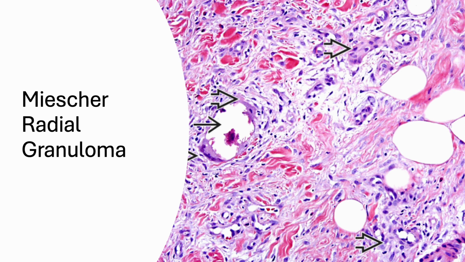Other than the septal panniculitis, Miescher radiogranuloma is one of the characteristic features of the erythema nodosum. What is the Miescher radiogranuloma? By definition, it should have a central cleft as shown here, and at the periphery there should be aggregation of small histiocytes of variable shape as shown here. So when we have the septal panniculitis with inflammation and the Miescher radiogranuloma, we can nail down the diagnosis of the erythema nodosum.